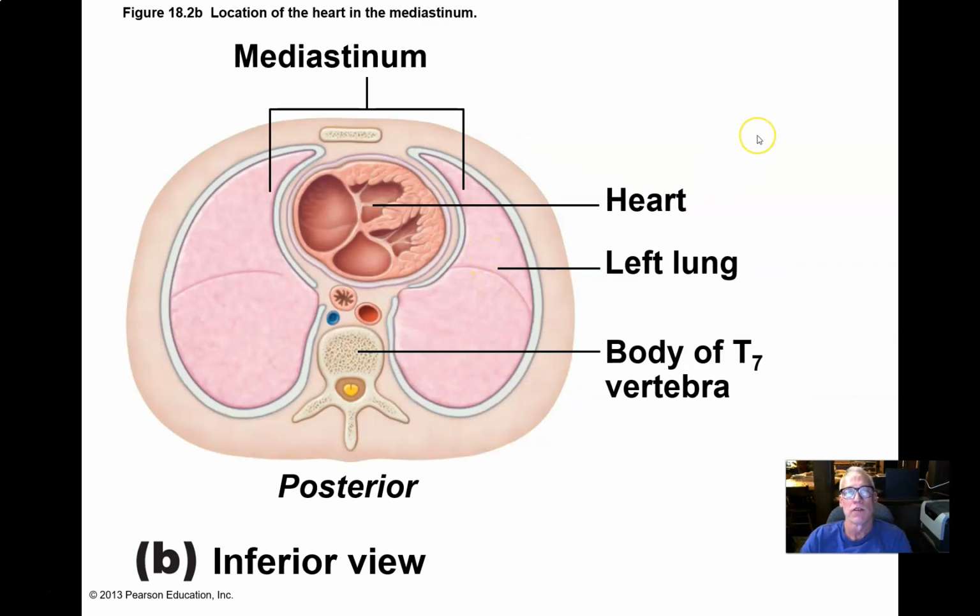Here we're looking at a transverse section, and we can see the heart nestled in among the lungs. The heart takes up some space and everything's packed right in there. It kind of notches out some space which you might otherwise think would be occupied by the lungs.